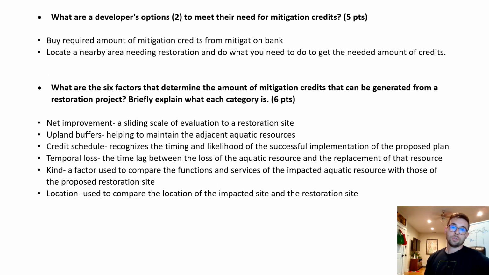Let's see. The two developer options are to buy a required amount of mitigation credits from a mitigation bank, or to actually do the restoration. Locate a nearby area needing restoration and do what you need to do to get the amount of credits.